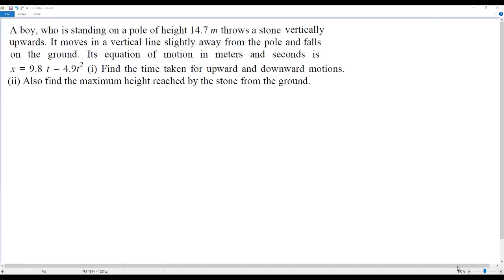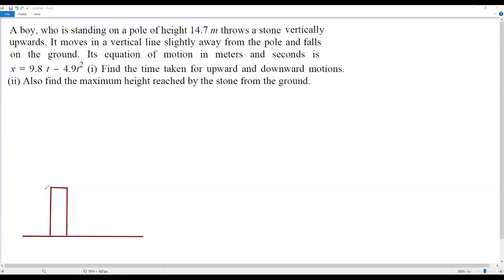The first question is: find the time taken for upward and downward motions. Also find the maximum height reached by the stone from the ground. So first, we have to draw a picture connected to the information we have. Okay, let me do it.